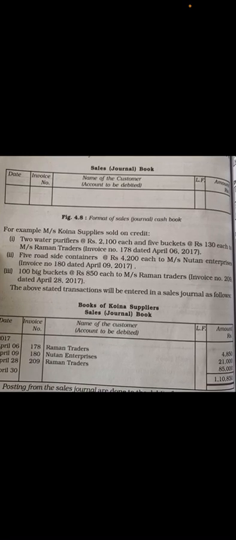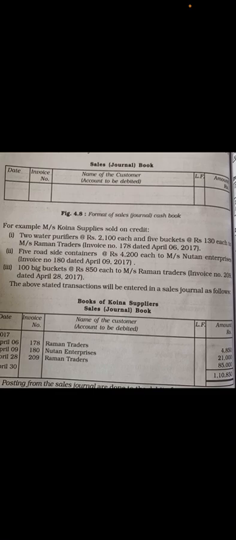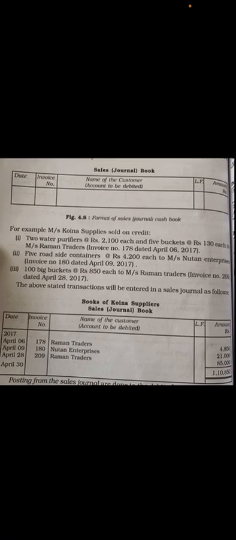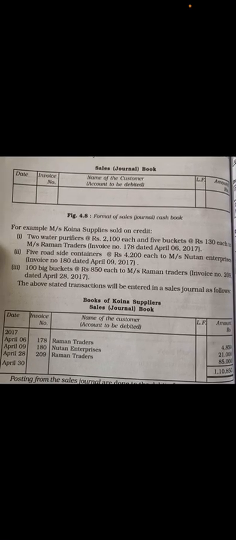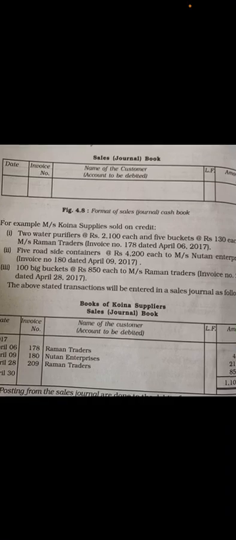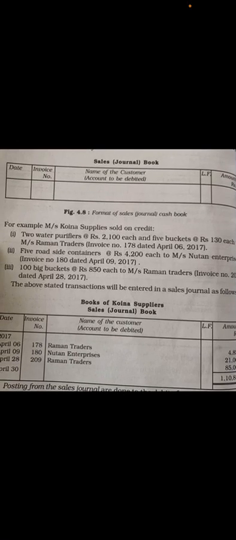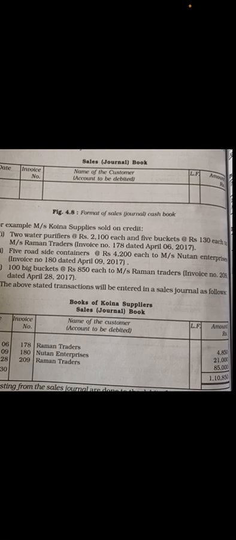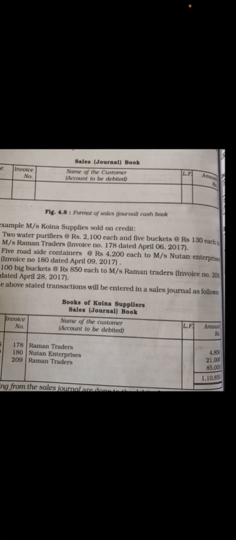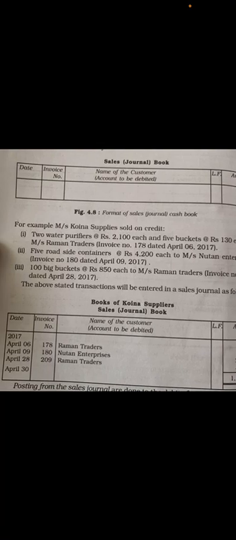Now they have given you one example in the textbook. We will see how it is posted in the sales book. For example, MS Koina Suppliers sold on credit 2 water purifiers at rupees 2,100 each and 5 buckets at rupees 130 each to MS Raman Traders. Invoice number 178, date April 6, 2017.